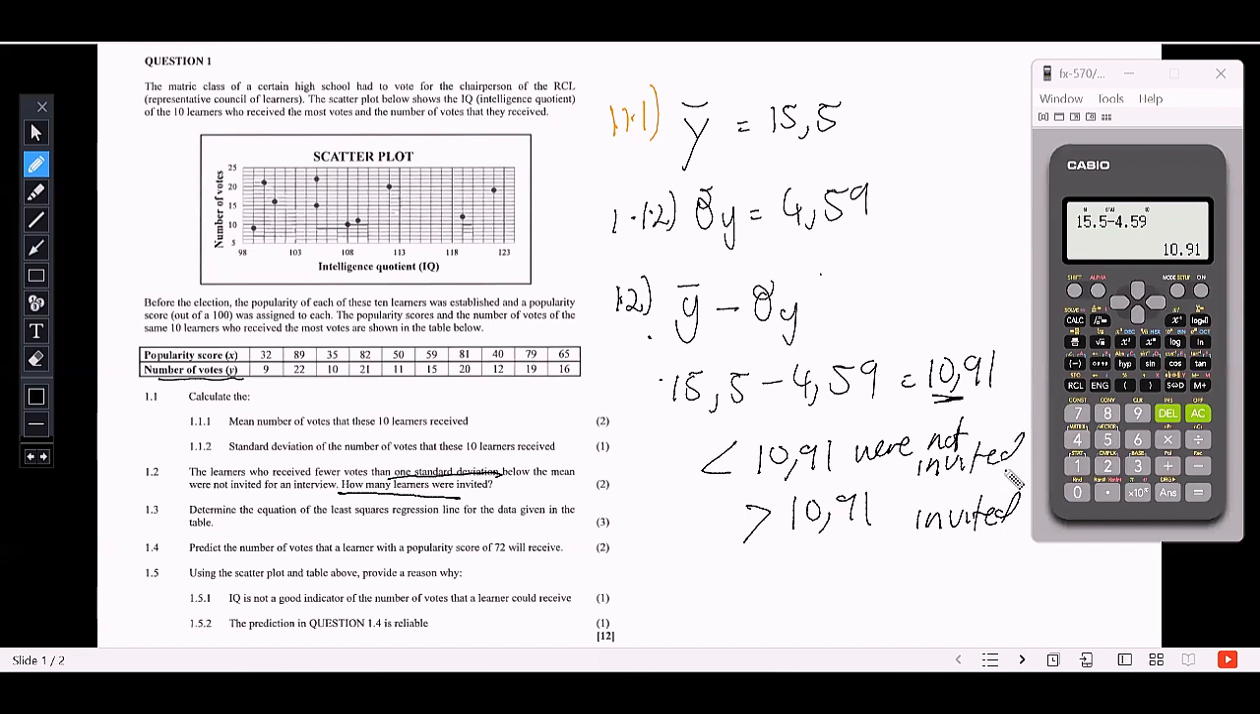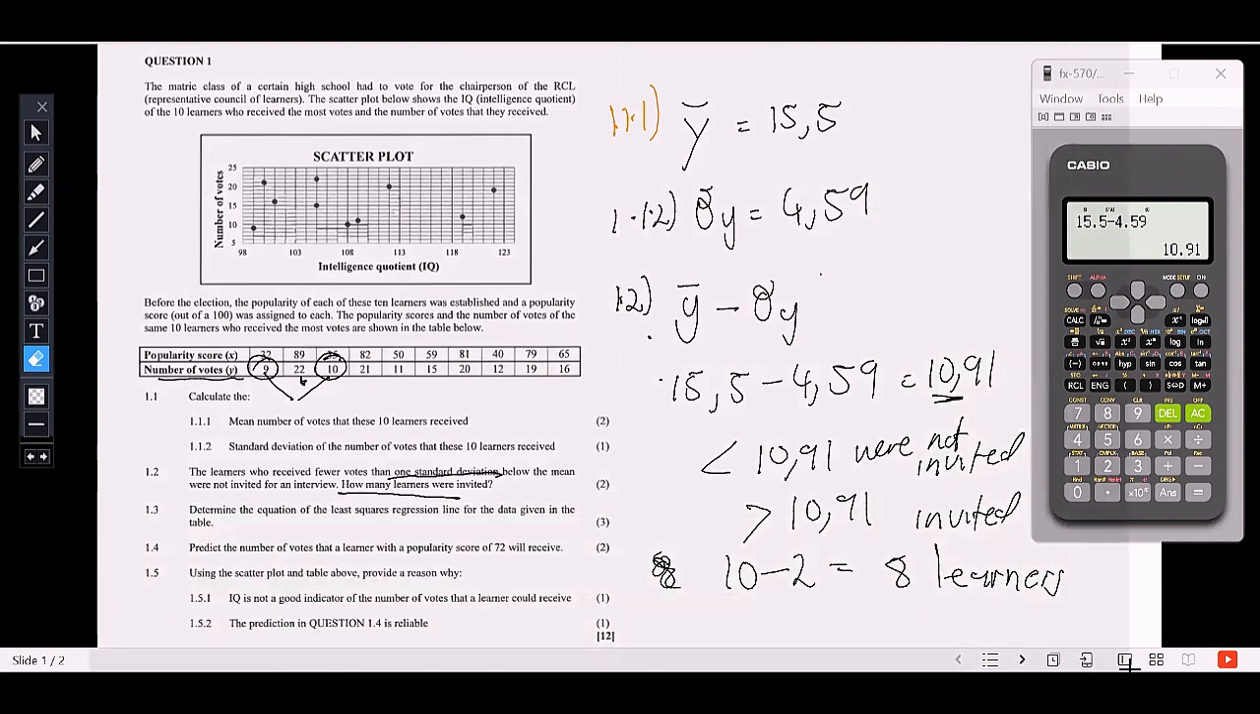So if we have to exclude the ones that were not invited, we can see the 10 is lower than 10.91, and also 9 is lower than 10.91. So these 2 here were not invited. We have 10 learners, which means out of the 10 learners, only 8 were invited. So we represent that as 10 minus 2, which equals 8. 8 learners were invited. The 2, unfortunately, couldn't get the votes necessary to be invited to the interview.